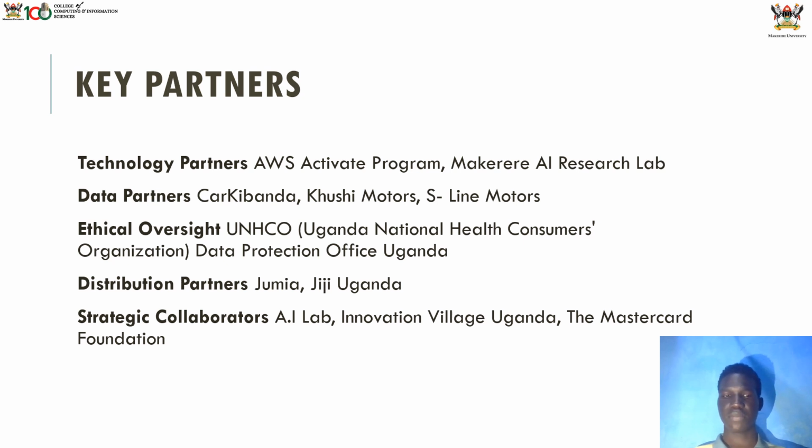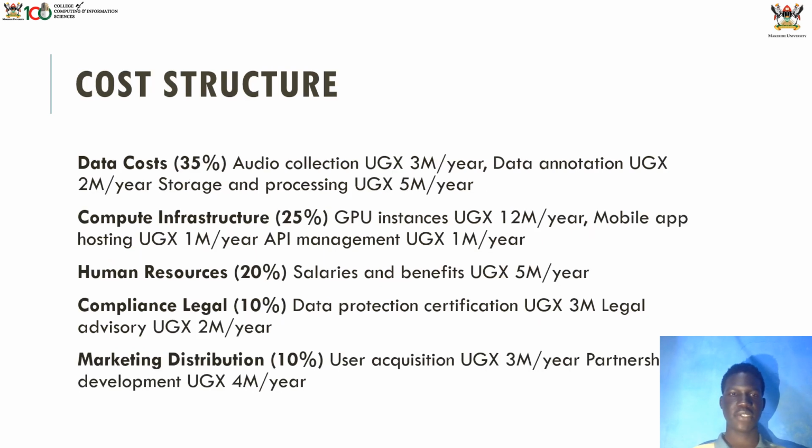We shall also use Makerere AI Research Lab, and data partners will include Kachivanda, Kushi Motors, S-Line Motors. These are bonds that sell used vehicles in Uganda. Ethical oversight, we shall also have the data protection office in Uganda. Distribution partners will include Jumia and DG Uganda that we shall use for advertising our system. We also have strategic collaborators that will include Innovation Village Uganda and MasterCard Foundation.